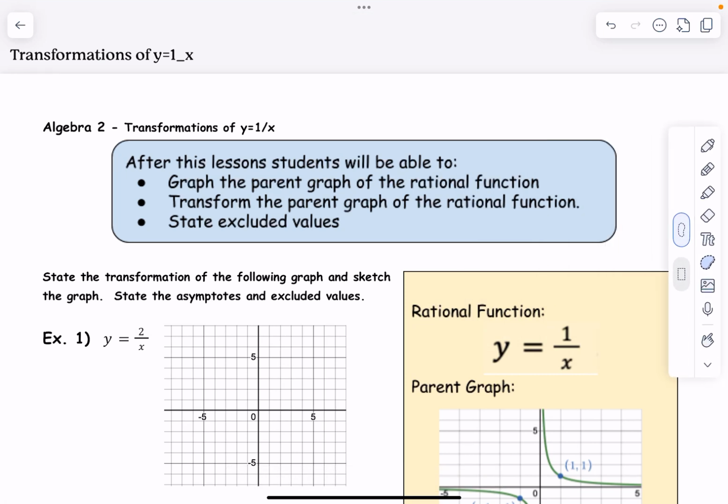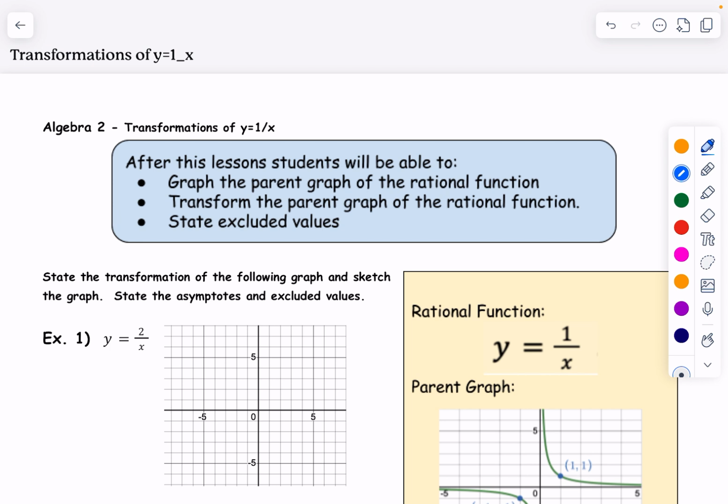This is going to be kind of a fast video because we're just talking about transformations again. We're not going to go all the way back to learning about transformations like the first time we learned them. We are just going to apply them to a parent graph. So we're going to be doing transformation of the rational function y equals 1 over x. After this lesson, you should be able to graph the parent function, and then transform that function and state excluded values.